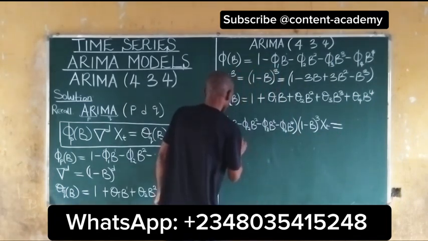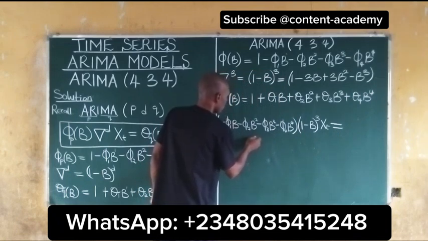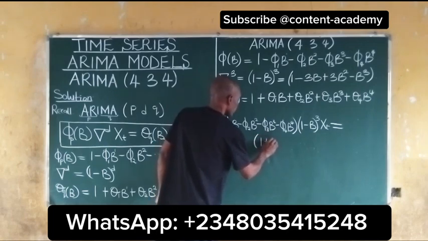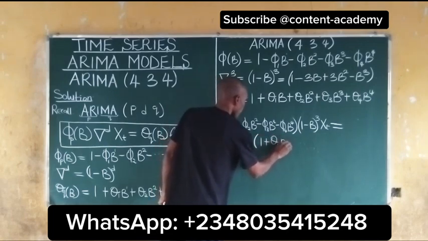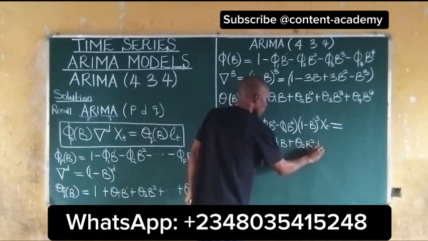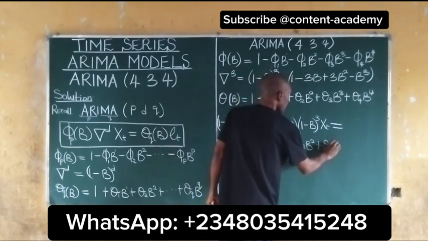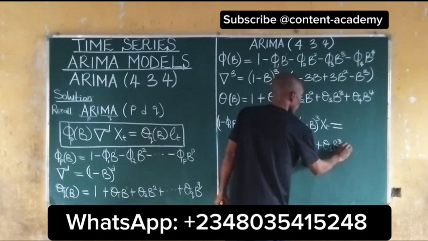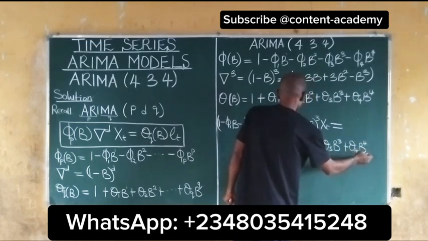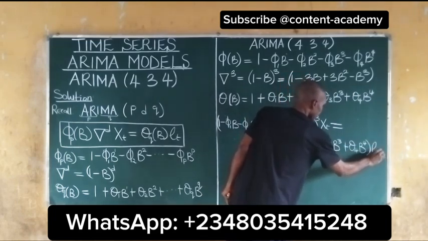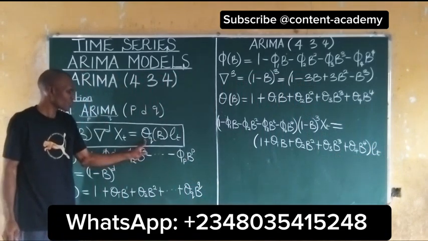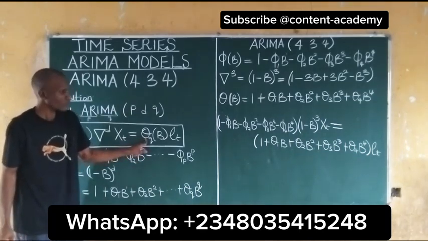So we have, because of space, we have 1 plus theta 1 B plus theta 2 B squared plus theta 3 B raised to the power of 3 plus theta 4 B raised to the power of 4, then Et. We succeeded in writing the moving average part, which is this part.